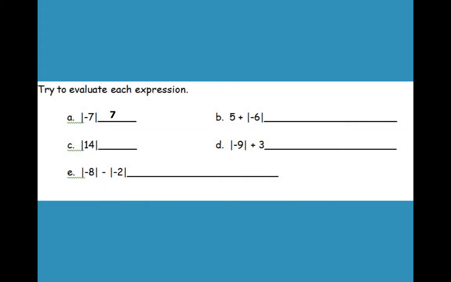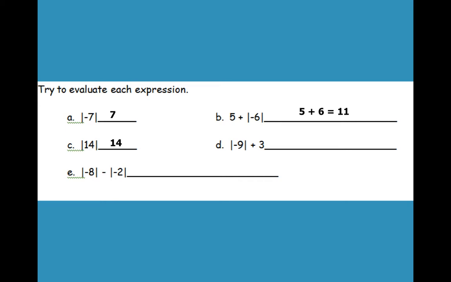So what we're going to see this year is expressions that involve absolute value. As you can see, the absolute value of -7 is 7 because that's 7 steps away from 0. In an expression like 5 plus the absolute value of -6, we take the absolute value first. The absolute value of -6 is 6. And then we do our addition. 5 plus 6 is 11.